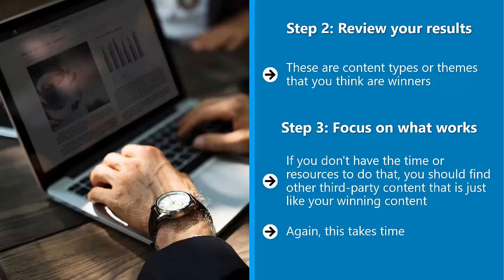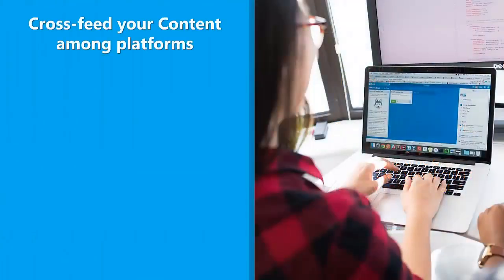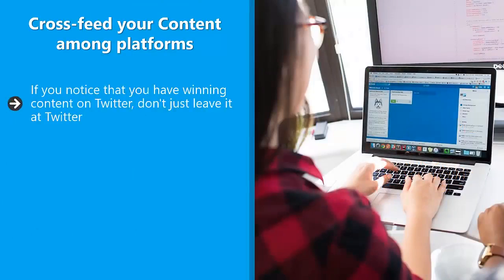You need to let the statistical flow of your traffic even out over a long enough period of time. If you do this right, you will be able to shift your Twitter feed towards content that has a predictable level of engagement. This paves the way for the success of your Twitter campaign. Cross-feed your content among platforms. If you notice that you have winning content on Twitter, don't just leave it at Twitter. There's a good chance that people on other platforms would appreciate that same content.